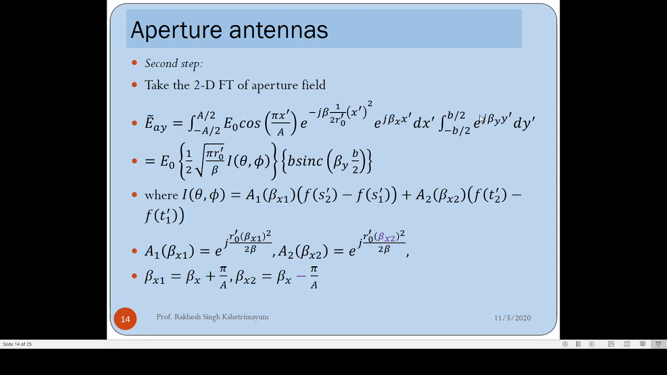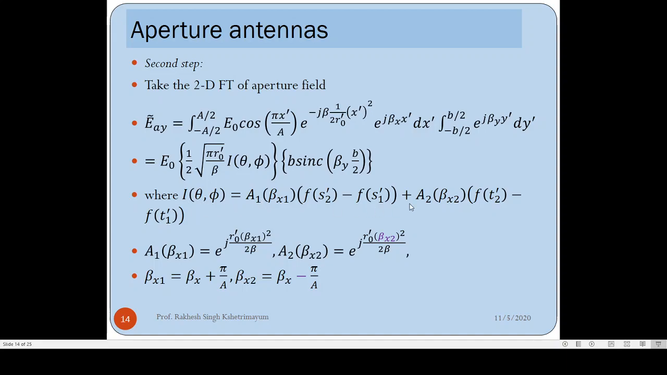This integration you see here is simply a sinc function, b times sine of beta y b by 2. This is standard sinc function integration. You have already done that, but this integration is a little bit involved. It's already derived in Balanis's book as well as the Stutzman book. We will write down the expression for this integration. This integration turns out to be E0 half square root of pi r naught dash divided by beta, then I, which is a function of theta and phi. What is this I here? This I can be expressed as a1 beta x1 f s2 dash minus f s1 dash plus a2 beta x2 ft2 dash minus ft1 dash.